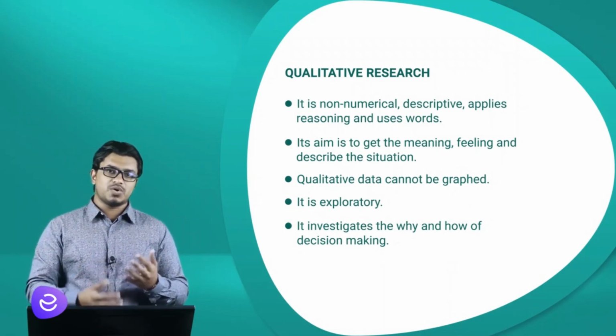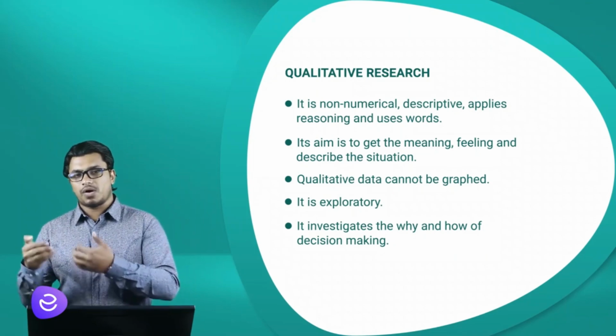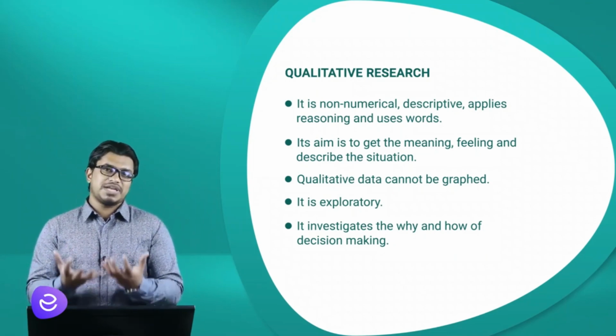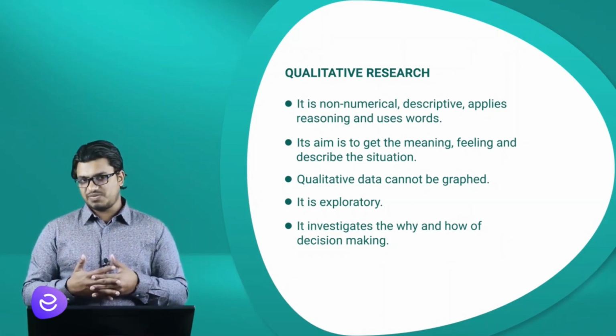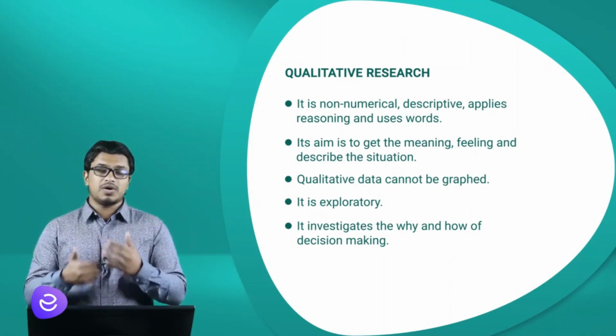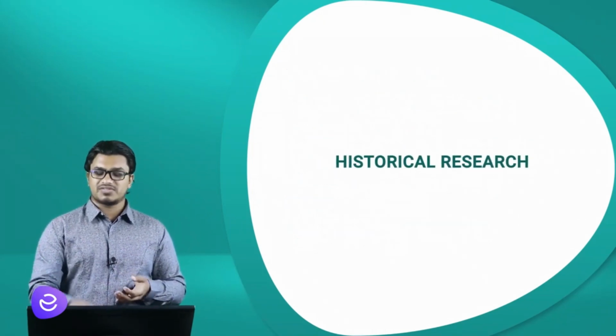Now we are deciding why such a thing happened and how such a thing happened. So we are trying to explain the why and how of decision making. So these are quantitative and qualitative research methods. The next one is the historical research method.